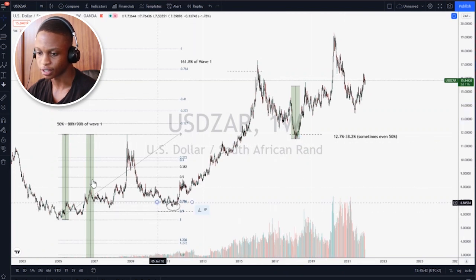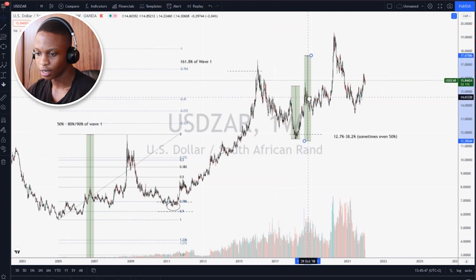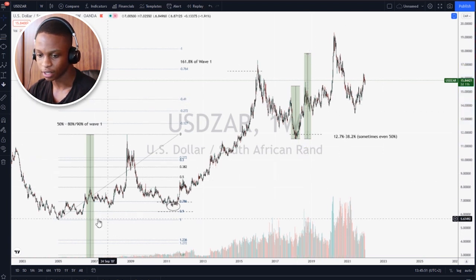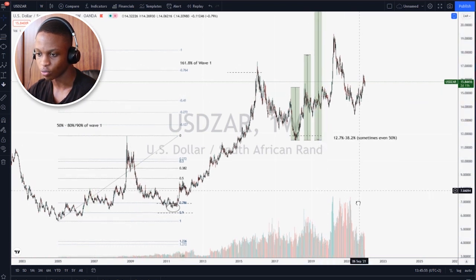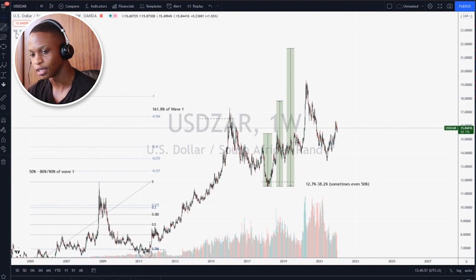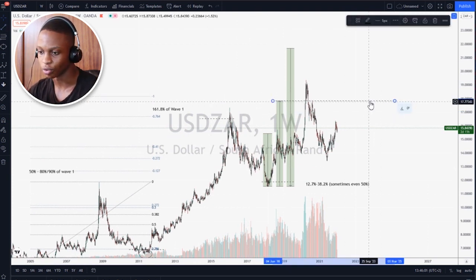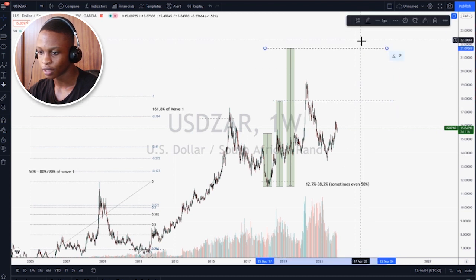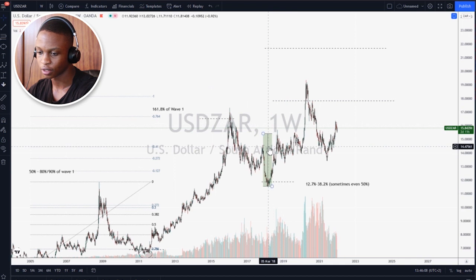So it's not 618, it's almost 100%, and 1618 is way higher, so it falls right in between these two levels, and I'm just going to do that. Okay, there we go.